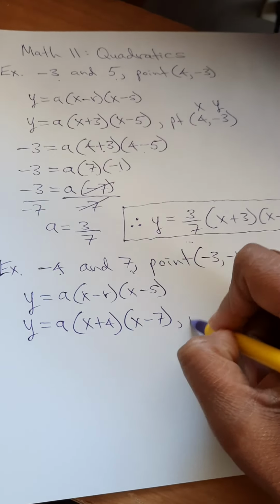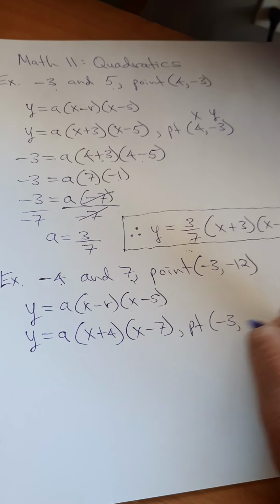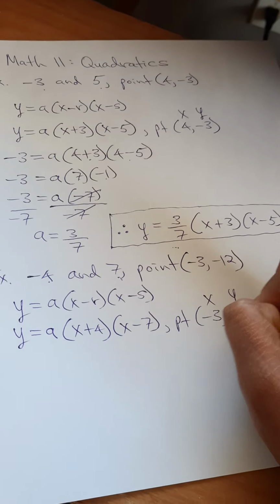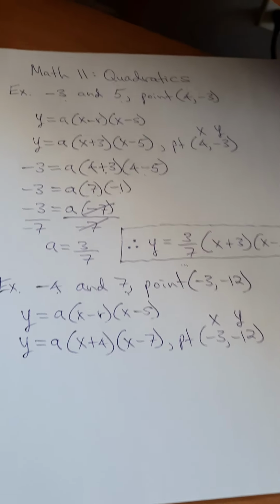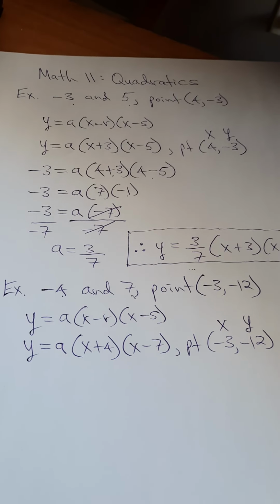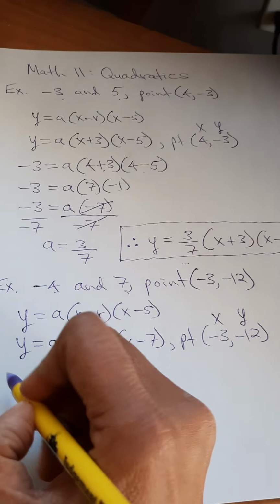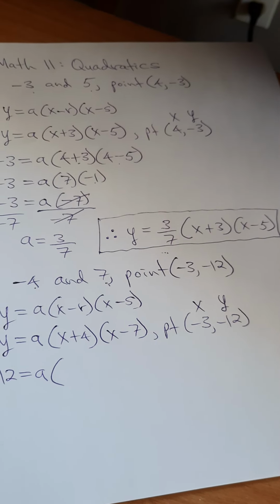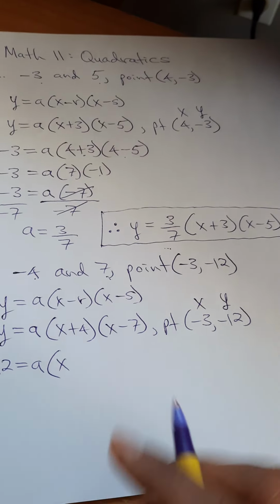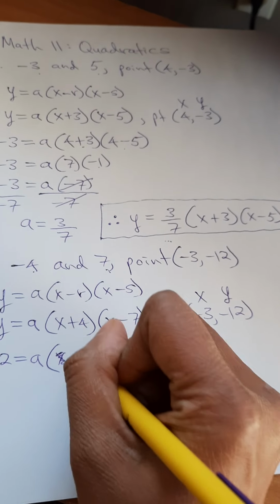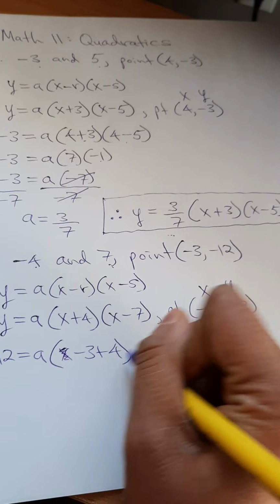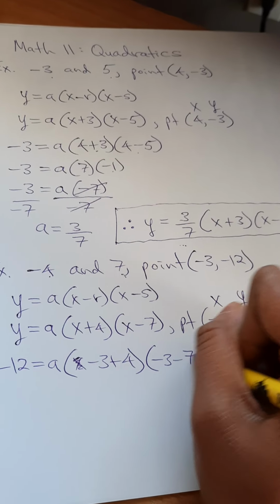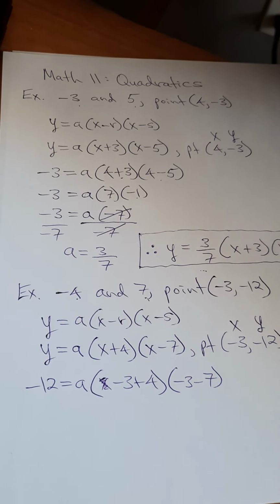All right, we're going to take our point, which is -3 and -12. Okay. And I always, again, just write x and y on top. Okay. That way, when I plug it into my equation, I don't mix the two around. So the y is -12, whereas the x is -3. So let's just plug it in here. Okay, I'll put -3 plus 4. Okay, and in the second bracket, it's going to be -3 minus 7. Okay.